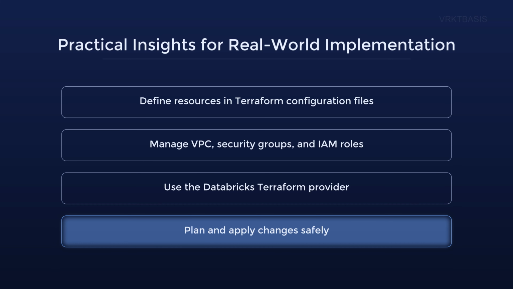Now, we use the Databricks Terraform provider to plan and apply changes safely. Before any infrastructure update, you run a Terraform plan to see exactly what will be created, changed, or destroyed. It is a dry run that prevents surprises. Only after you review that output do you execute Terraform apply to implement those changes with confidence.